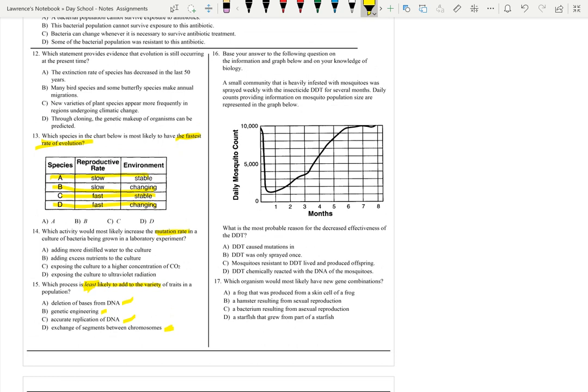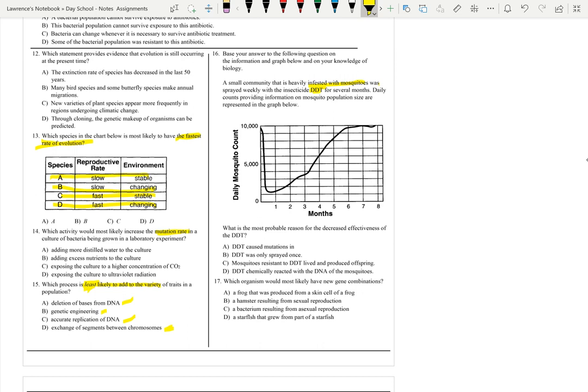16, so it looks like a small community is heavily infested with mosquitoes. They sprayed DDT weekly for several months. Daily counts of the mosquito population are shown below. They did this in the early 2000s. They went around with trucks in the street and just sprayed the heck out of the streets. They used to do this because we used to have a big problem with West Nile virus. And yep, no more.